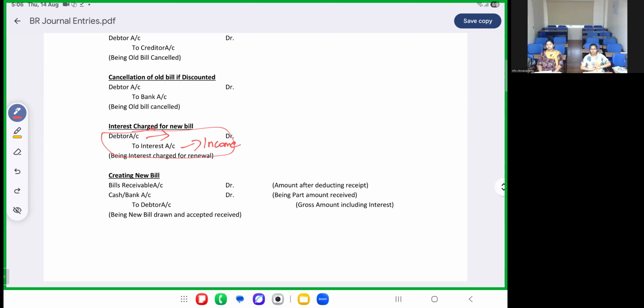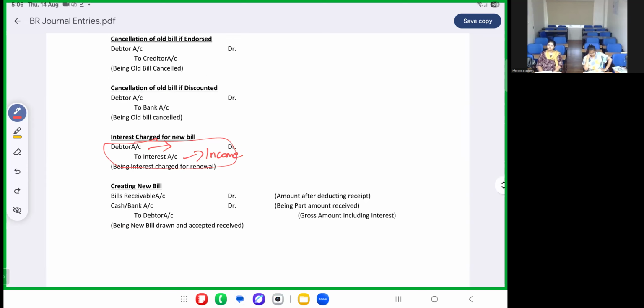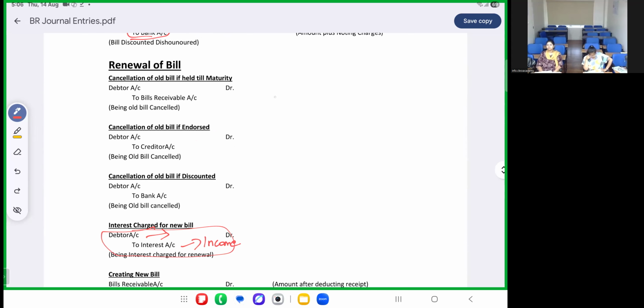After charging interest, the first thing for renewal of a bill, I have cancelled the old bill. Old bill is cancelled. Okay. I've charged the interest. Suppose they are saying a 5,000 bill is there. They'll not be able to make the payment within 3 months. 3 months was the date. See, on 1st January 2025, we drew the bill.